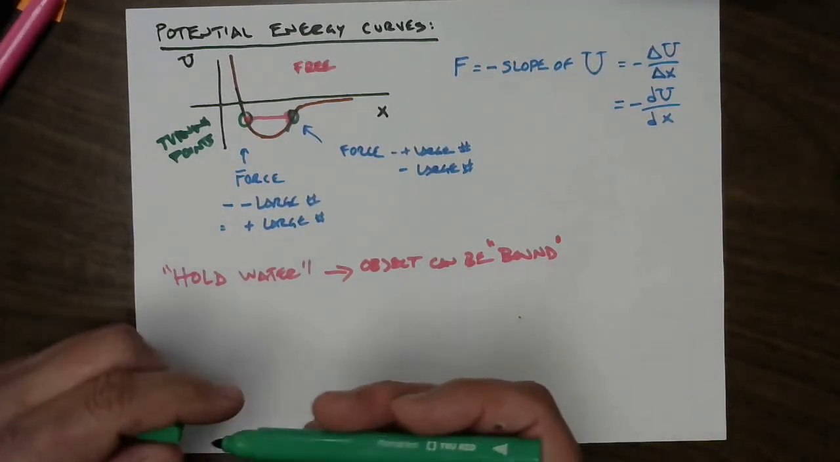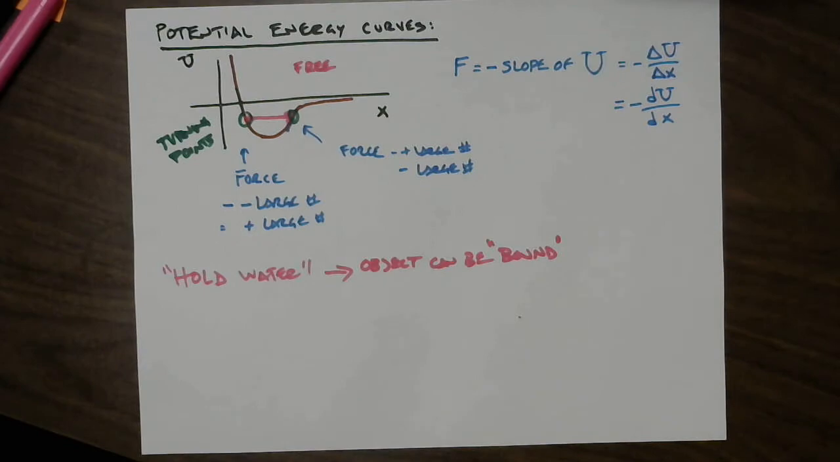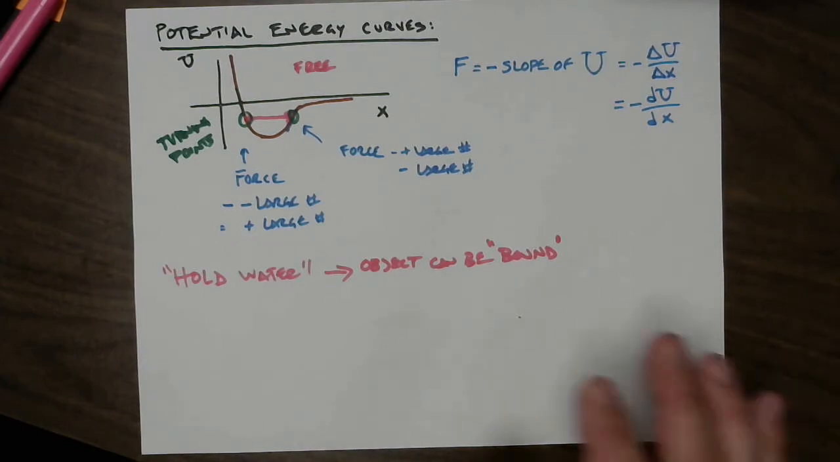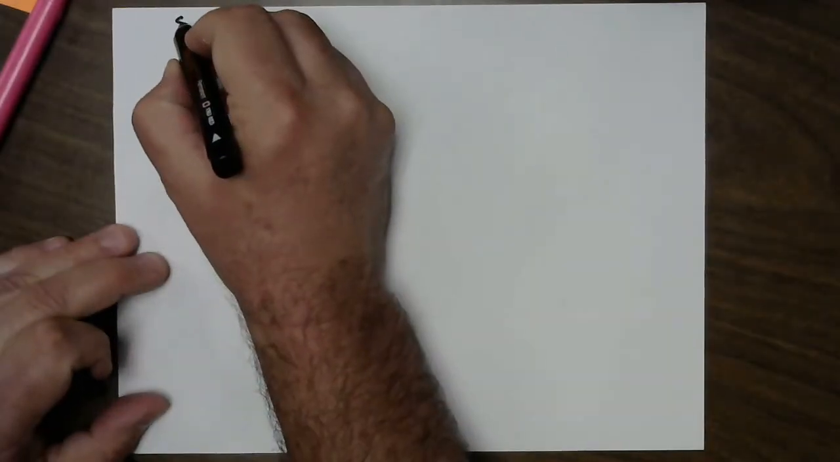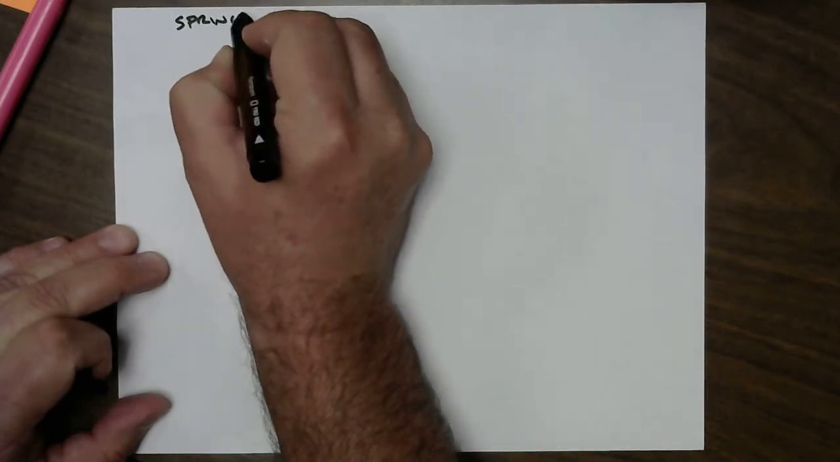All right, I'm going to clear this up. I'm going to get a new piece of paper and talk about this a little bit. Let's use a different example. This is the potential energy of a spring. And so, spring potential energy. And I think I said something that was a little off.